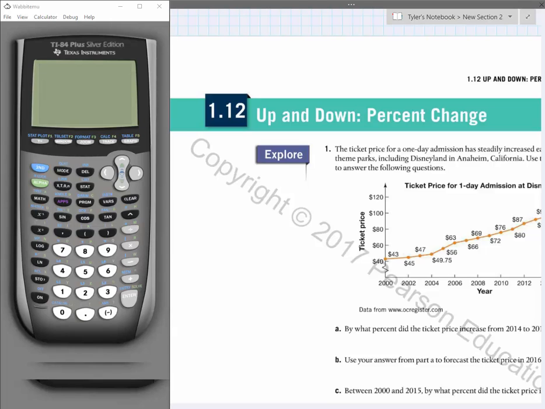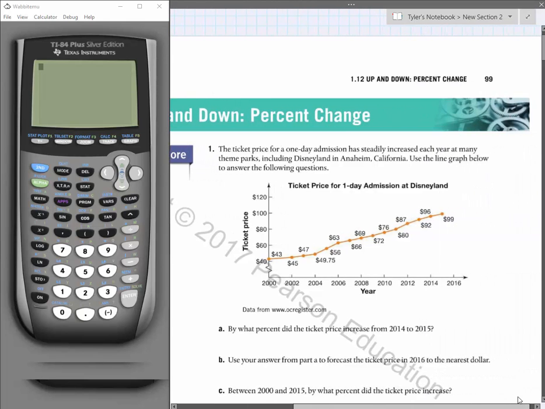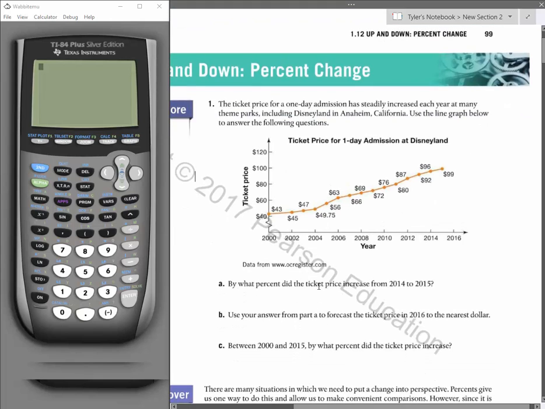In the previous lesson, you looked at just the basics of percents. So now we're going to go a little deeper and look at some more applications of percentages. This very first example deals with ticket price for one-day admission at Disneyland. You can see we're given a graph, and we have some questions about the graph, and this will just get us thinking about percent change.